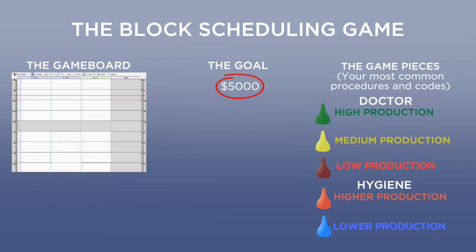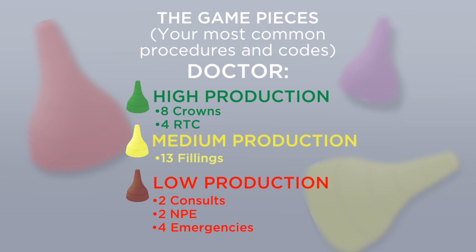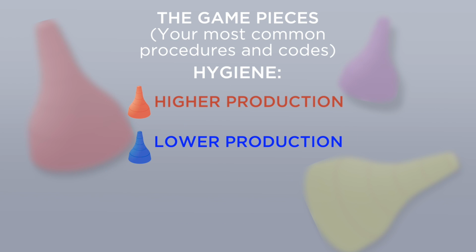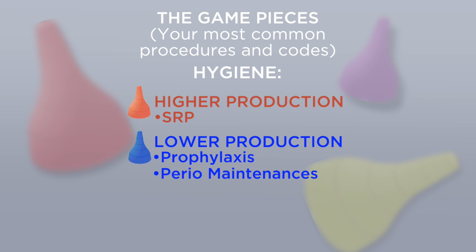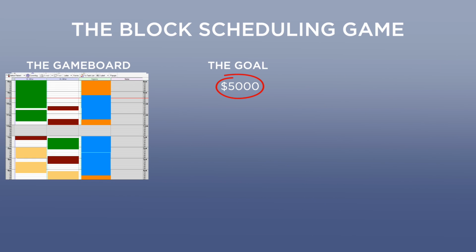Part 3 of the block scheduling game is determining the procedures and codes most commonly performed in your practice over the last 3 months. Look those up. They are the game pieces. Let's say you average 8 crowns per week, 4 root canals, fillings, 2 consults, 2 new patient exams, 4 emergencies, etc. And then everything that happens on the hygiene side, scaling and root planing, prophies, perio maintenances, and so forth. This is the important part, strategically placing the right number of procedures in the correct spots to help you reach your goal day after day, week after week.